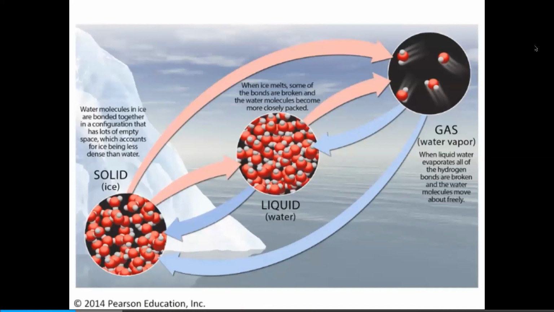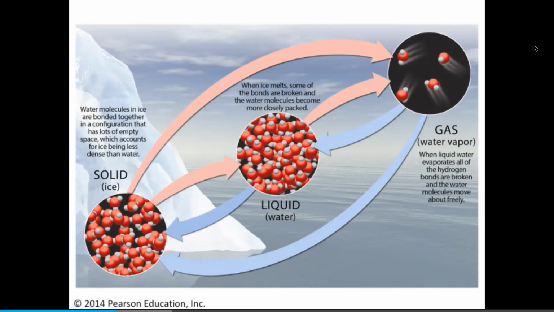So water exists in three states: solid, liquid, and gas. The solid form of water, of course, is called ice. The liquid form we just call water. And then the gaseous form of water is called water vapor. Water can transform from vapor to liquid, or from liquid to solid, or even from solid to vapor. So let's take a look at some of these processes.